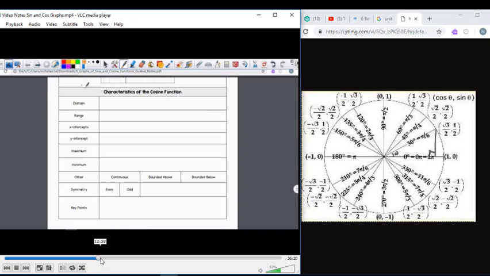Now the domain is from -infinity to infinity. The range is from -1 to 1. The x-intercepts, this is kind of the same logic as the sine graph. X-intercepts, the output is 0. I think about it at pi over 2 and pi.